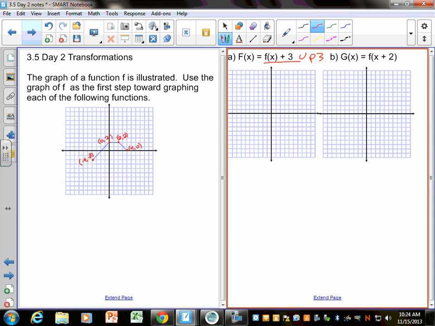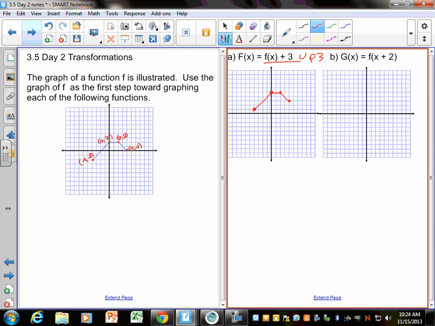So I was at -4, -2. I'm just going to go up 1, 2, 3. So that's going to be my new dot. The original point was at 0, 2. I'm going to go up 1, 2, 3. At 2, 2, I'm going to go up 3. And at 4, 0, I'm going to go up 3. So I get the same shape. I just moved it over. And the idea is, if you know what the transformation means, then you can do that problem.